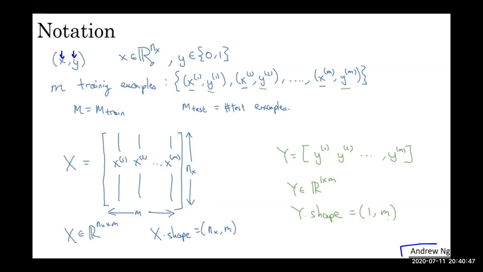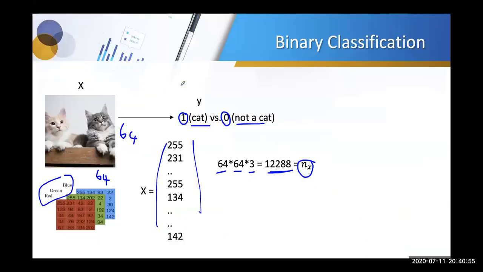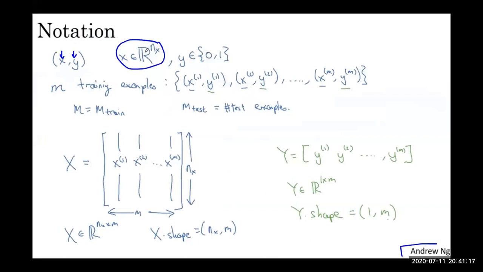So X is in R to the n_x because we have n_x. If you remember, we said n_x is the size of the input vector. We stack all these matrices into a single vector, and this will be the length of that x vector, and we call this n sub x. That's why x belongs to the real numbers with dimension n_x, and y is 0 or 1 because it's a binary classification problem.